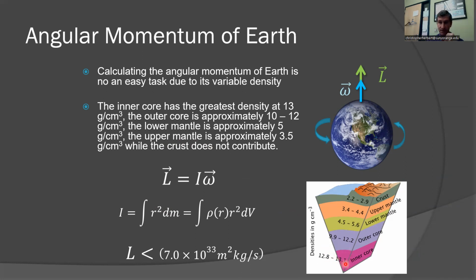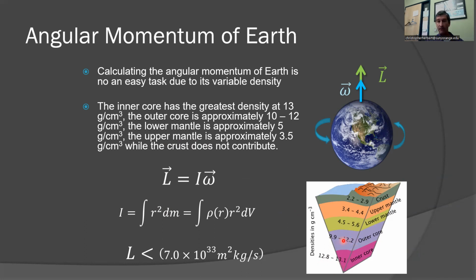The inner core is the densest. Because it's compressed and it's iron, it's going to have a very, very high density of 12.8 to 13.1 grams per centimeter cubed. Or if you want to convert that to SI units, that's going to be 12,800 to 13,100 kilograms per meter cubed.